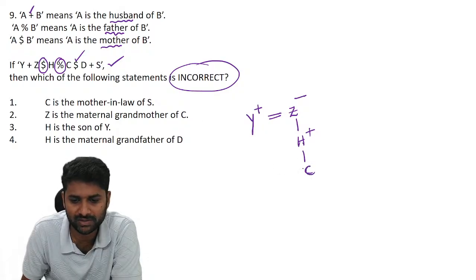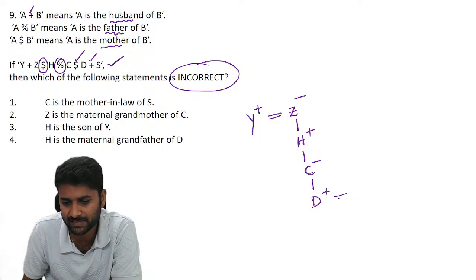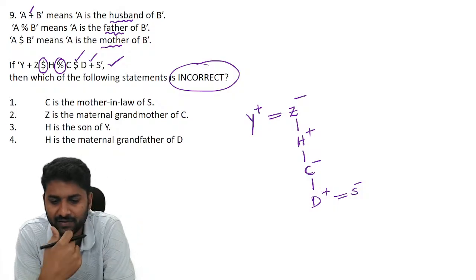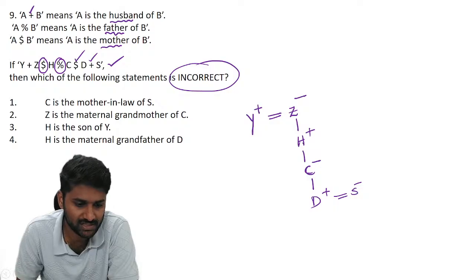Dollar is all about C is the mother of D. Now, what is plus? Plus stands for husband. D is the husband of S. So we can conclude that if D is husband, definitely S is wife. Now you can check which of the statements is incorrect. Let's check with the options.